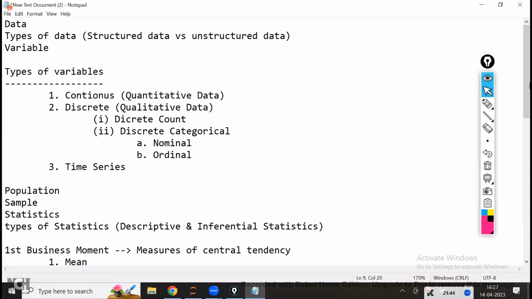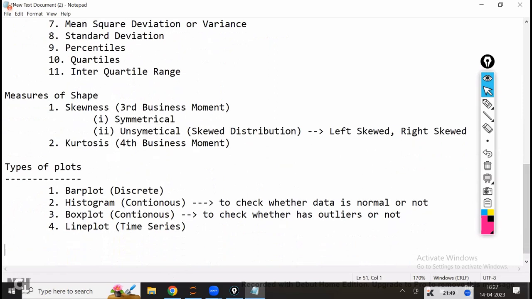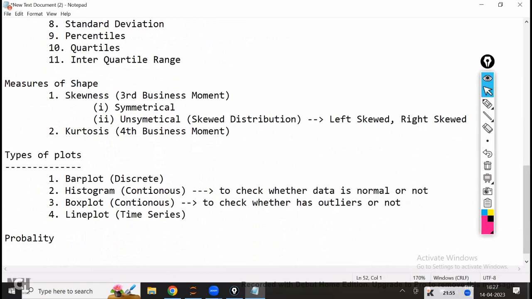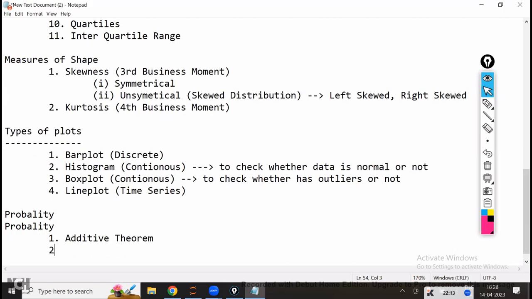Done. Next, this was with respect to the different types of plots. After the plots, we discussed what is meant by probability. Within probability, we have seen the different types of probability theorems. What are the probability theorems we have seen? One is called the additive theorem, and the second one is called the multiplicative theorem.